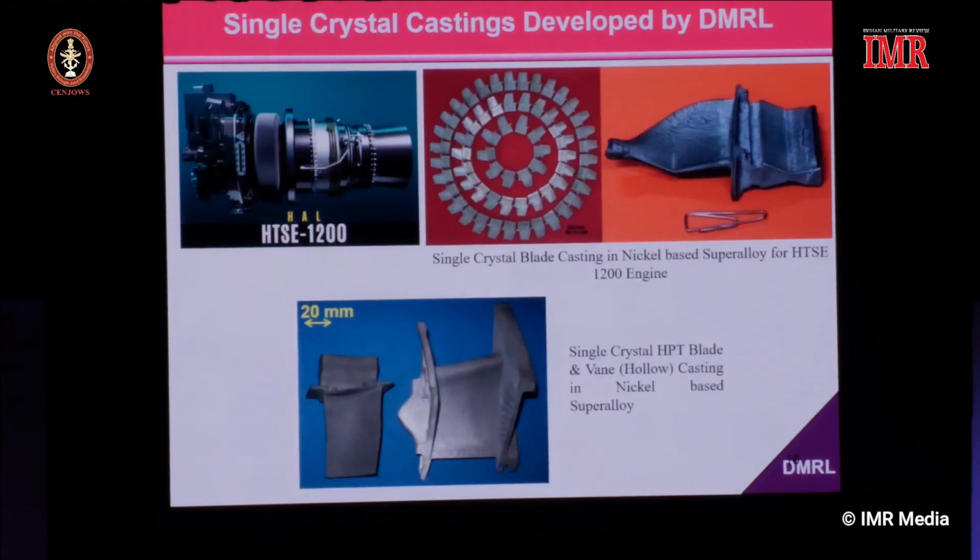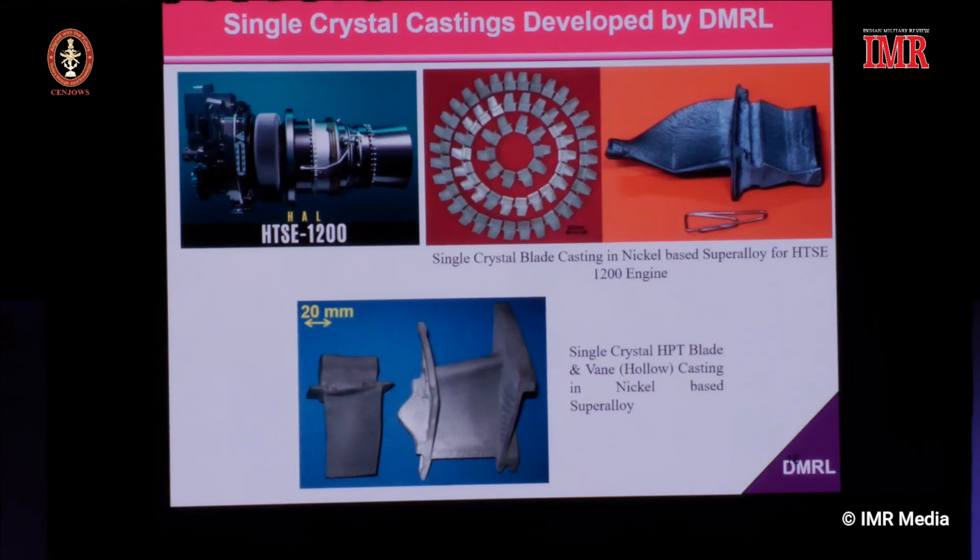And at present, recently we have established single crystal casting technology. Single crystal casting technology is not a straightforward panacea for all the issues, because the problems come from the shape also. Like the first example, this is the HTSC 1200 engine for a helicopter engine. You can see there are smaller, solid blades. This we have developed in numbers and supplied to HAL. They are doing the further processing.